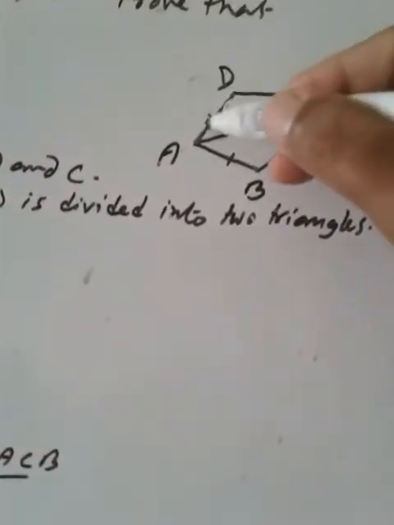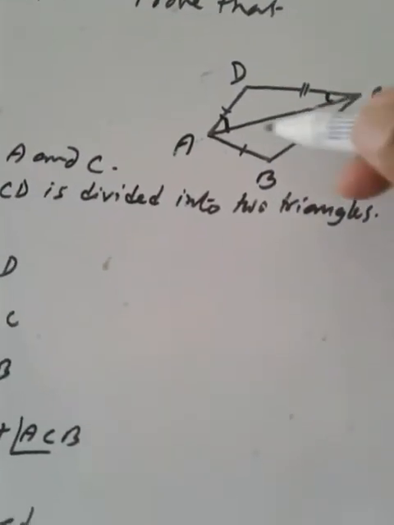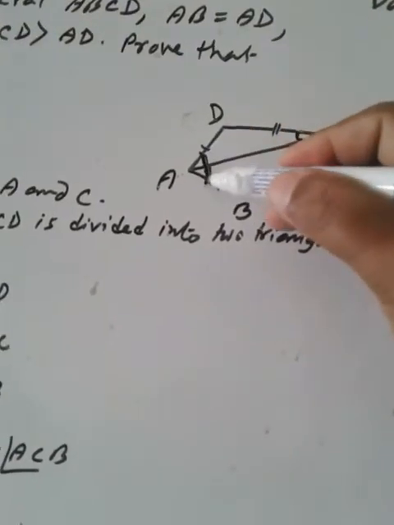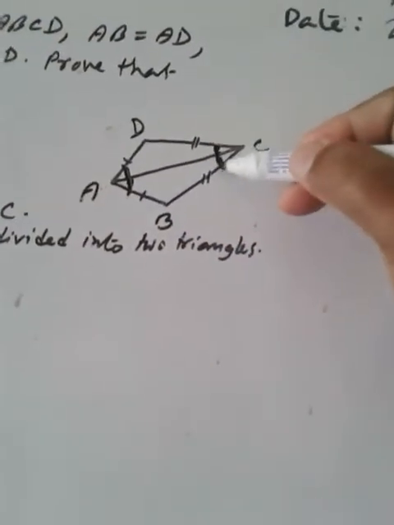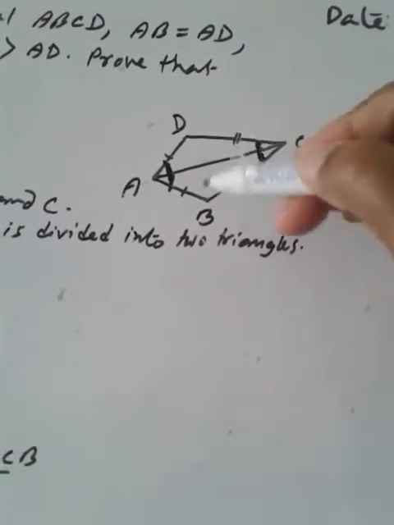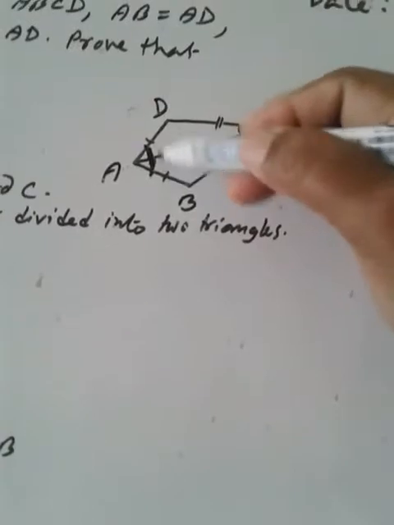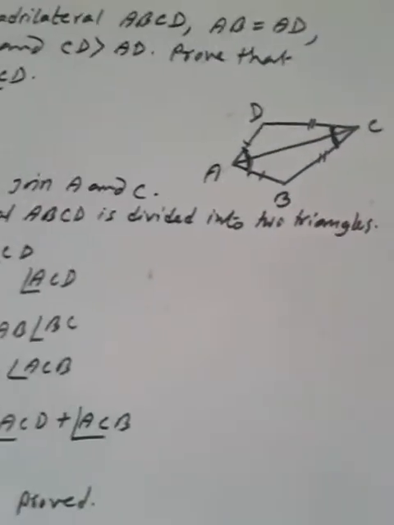Now you see, we can see this angle is greater than this angle and this angle is greater than this angle. Therefore these two angles are greater than these two angles. These two angles equal BAD and these two angles equal BCD. Then BAD is greater than BCD.